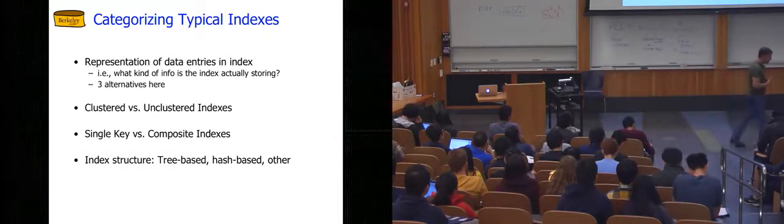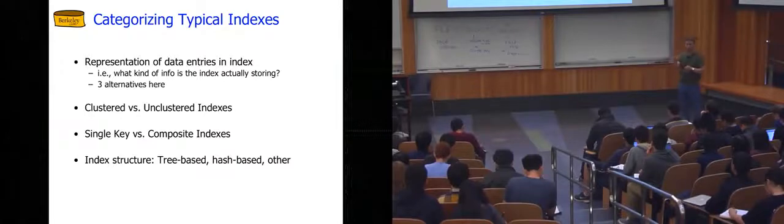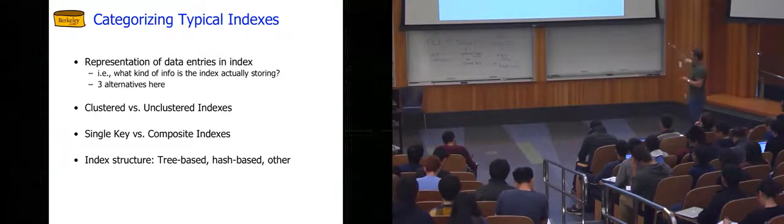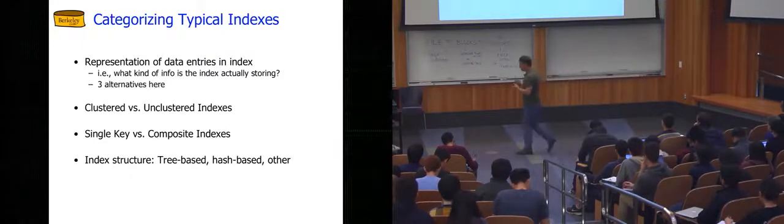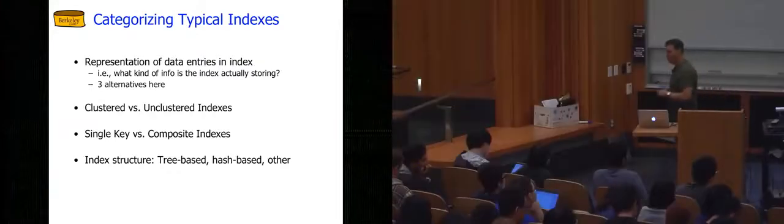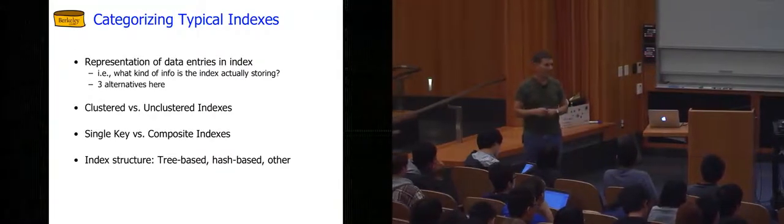Indexes can be what's called clustered or unclustered, which is going to affect performance substantially in terms of sequential versus random IOs, and also in terms of how many good things you get in a single IO. We'll have, obviously, the single key versus composite key indexes, which we've already talked about a little bit. That's simple. And then what is the actual data structure being used? Is it a tree? Is it a hash index? And so on. In this class, I'm only going to teach you one. I'm going to teach you B+ trees, which are the workhorse.